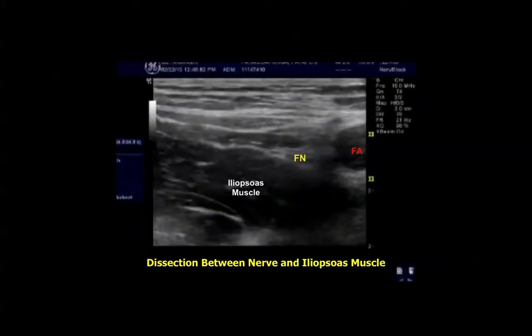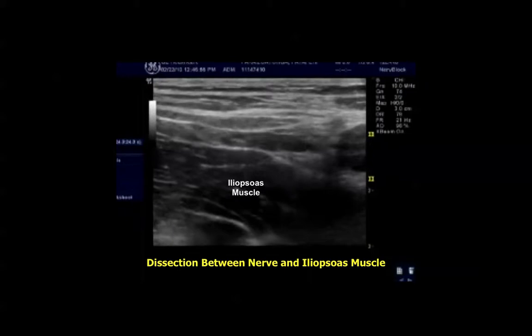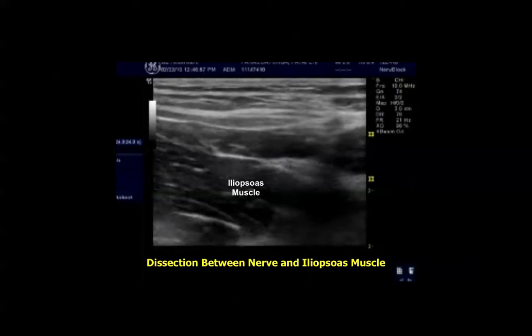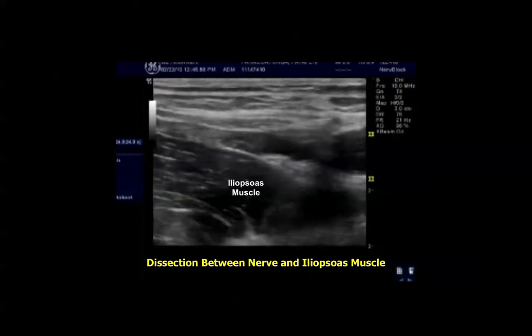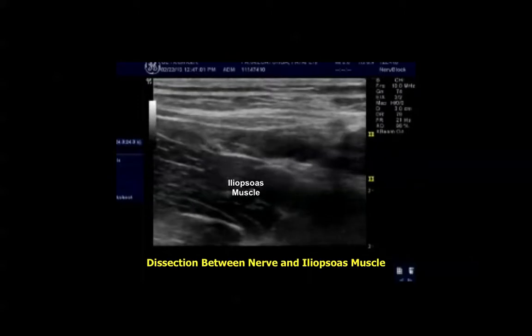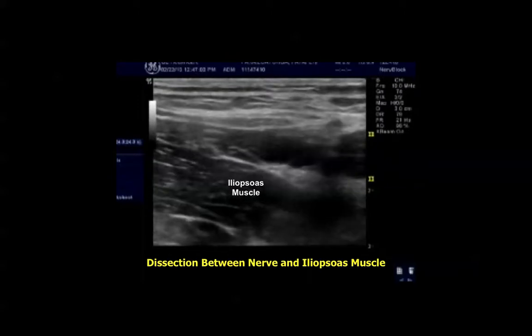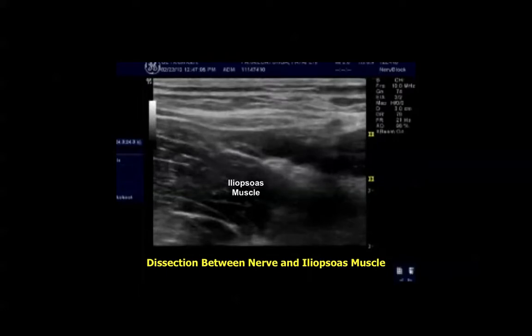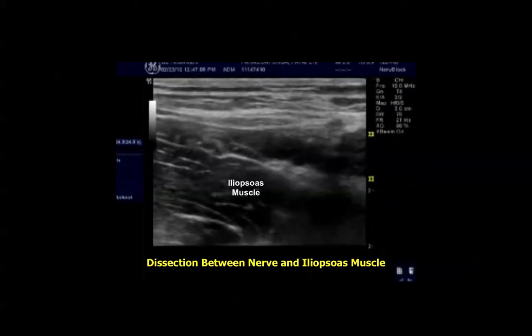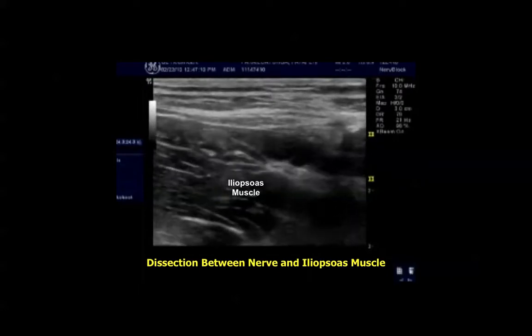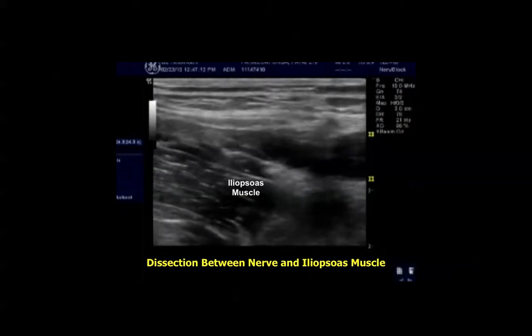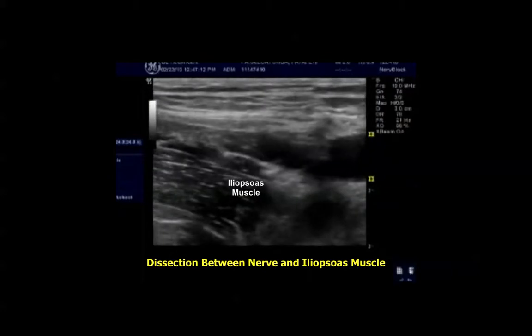Here's a dissection we were telling you about where the local anesthetic, instead of going superficial to the nerve, actually goes between the iliopsoas muscle and the nerve. So here's an example of that coming up right now. There it is. That technique works as well.